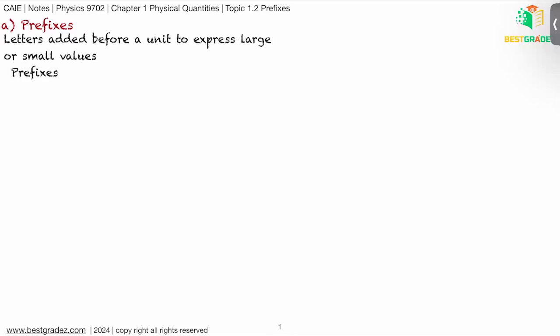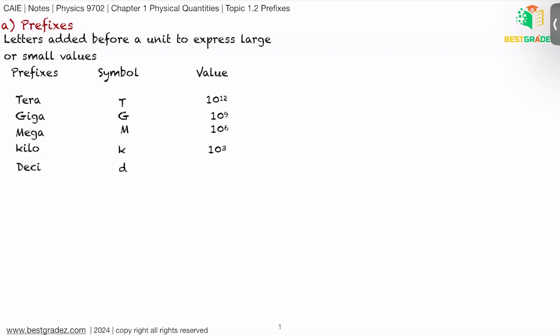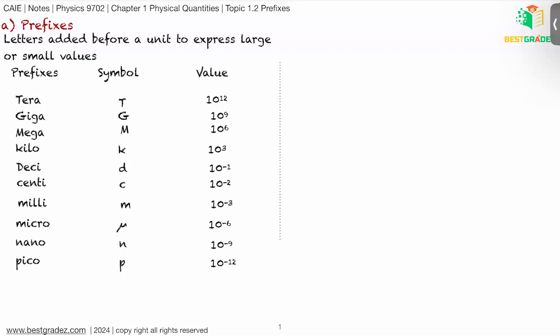Okay? The next topic is prefixes. Apparently it seems to be a very easy topic because you're already familiar with these prefixes except for 1 or 2. But again, since we are talking about A levels, the difficulty level is a little higher, especially in MCQs. Most of them you're already familiar with: centi, milli, micro, nano, etc. Pico, I think this might be new, which is 10 power minus 12. Tera is 10 power 12. So these are the prefixes that you should be familiar with.